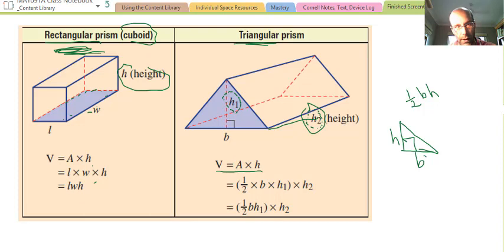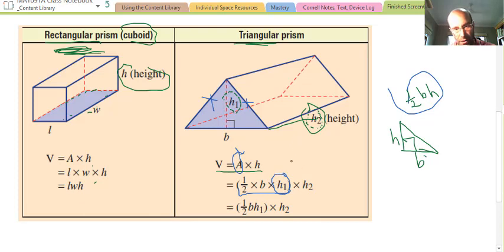So let's look at the part here, that's the cross-sectional area. To work that out, we have to work out the area of a triangle. So it's half base times the perpendicular height. Please do not use the slant heights, that will give you the wrong answer. They are longer than the perpendicular height. So it's half times the base times the perpendicular height of the triangle, which is called H1 here, times H2, which is the height of the prism.